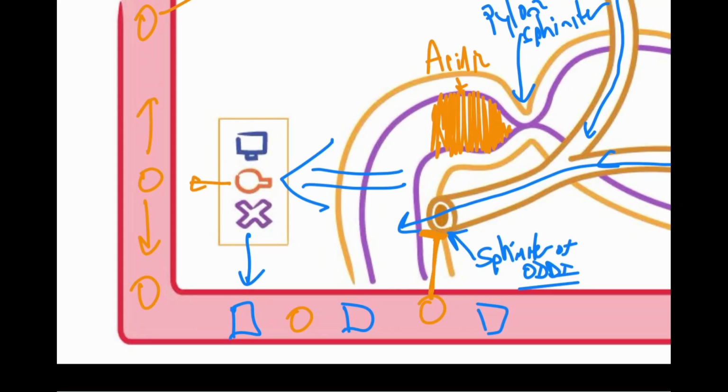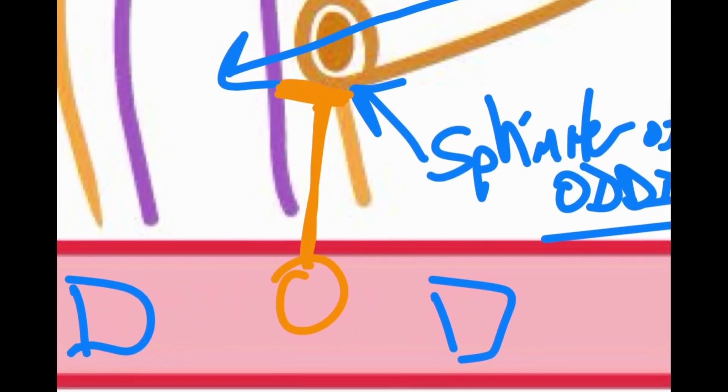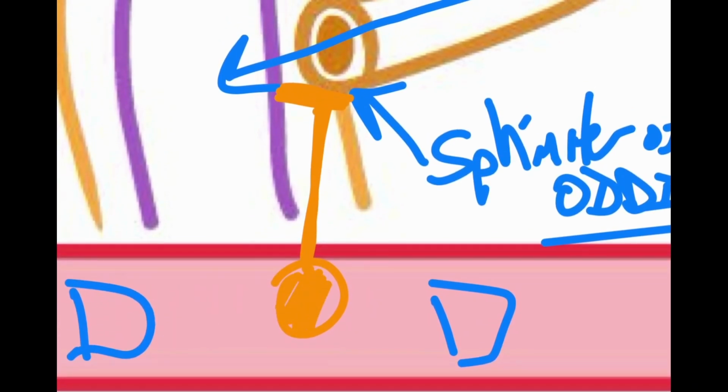Can you guys see that? I know orange kind of blended in there, but the cholecystokinin is going to inhibit the sphincter of Oddi, therefore relaxing it to open to allow the bile and the pancreatic enzymes to get into the duodenum. If they don't relax, that sphincter is going to be tight and nothing's going to happen.